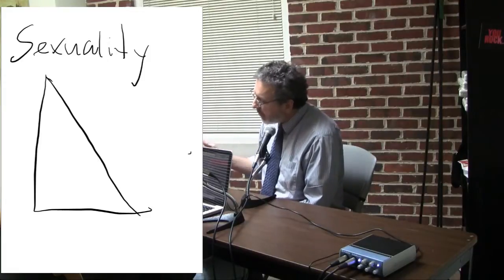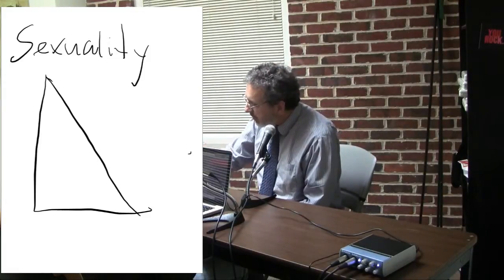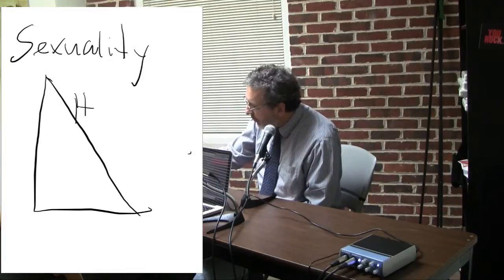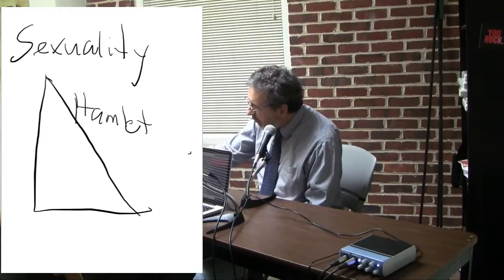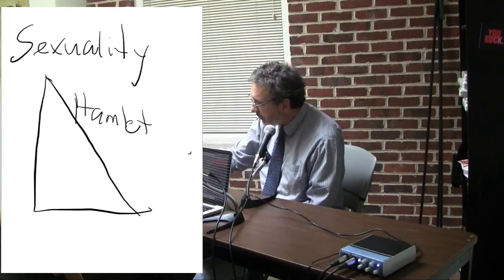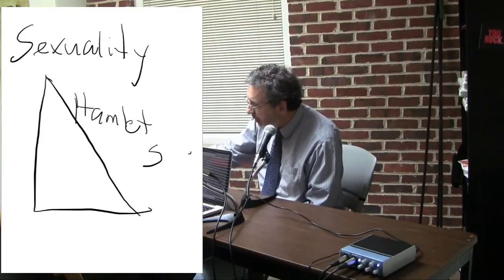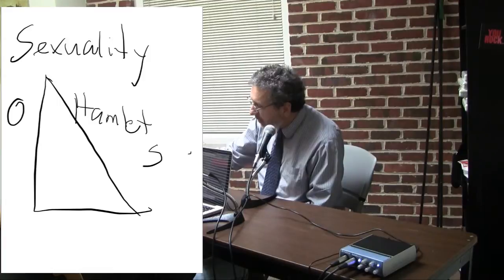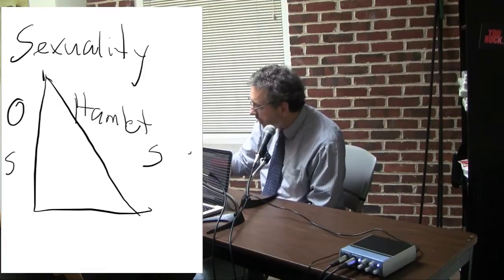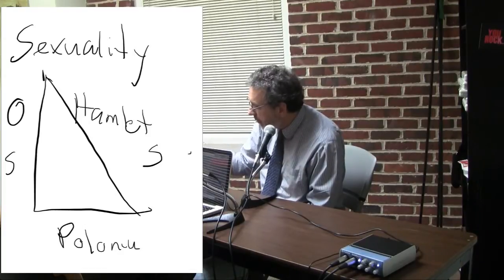So the triangle would need to work like this. If, for example, and I'll do a quick little Hamlet, this side would represent Hamlet's attitudes or actions towards sexuality, and they would have to label that as sexuality there. And this would be Ophelia's side with sexuality, and let's say Polonius's side down here with sexuality.